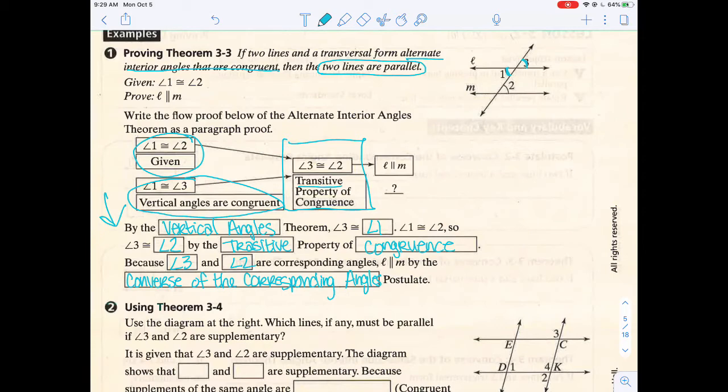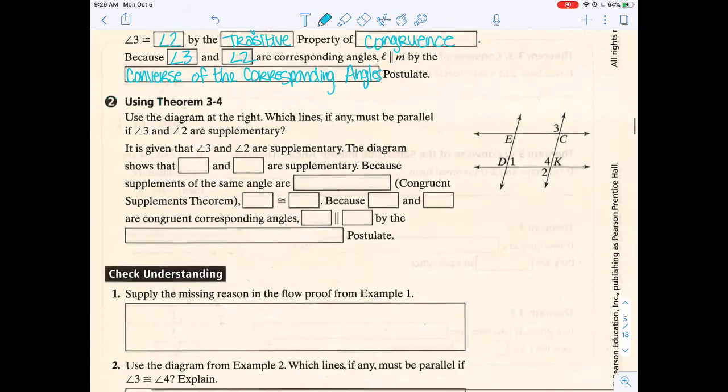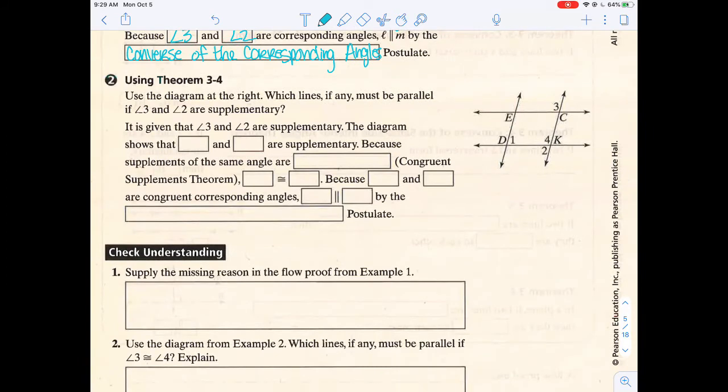And there we go. So we just proved that these two lines up here are parallel. All right, let's look at example 2, using theorem 3.4. Use the diagram at the right. Which lines, if any, must be parallel if angle 3 and angle 2 are supplementary? Okay, so it is given that angle 3 and angle 2 are supplementary.